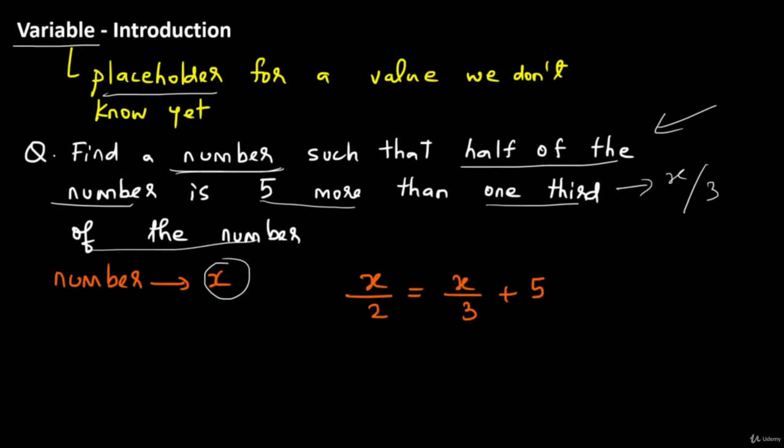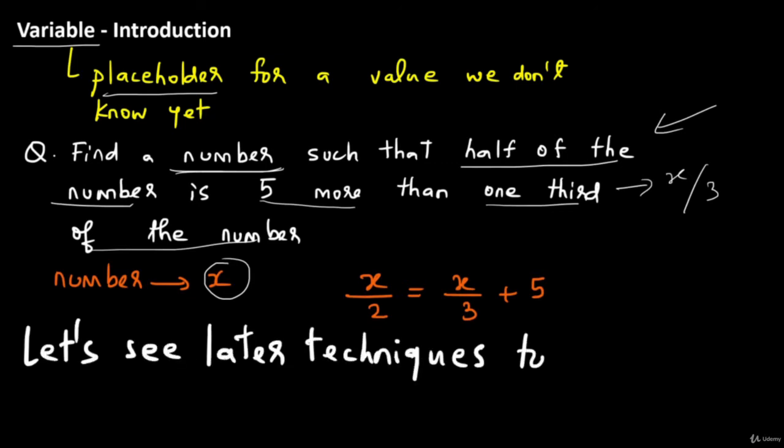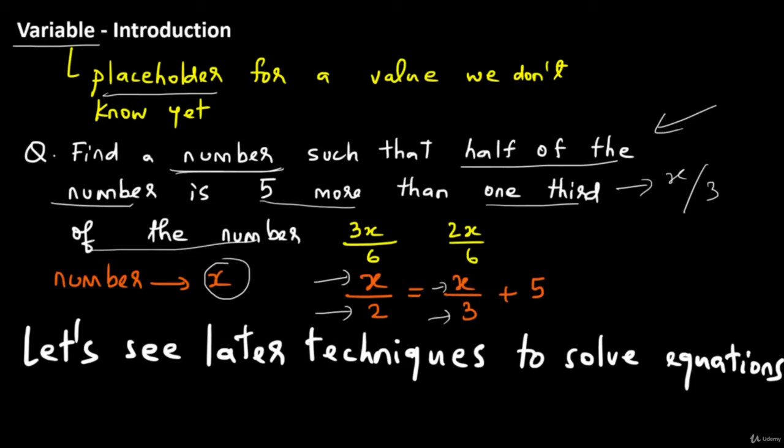Now we will see later more techniques to solve an equation. This is an introductory video. Now because I don't want you to be in suspense, let's quickly solve this, but we will see the methods in detail in future videos. Now x by 2 can be written as 3x by 6, right? If I multiply the numerator and the denominator with 3. Similarly, x by 3 can be written as 2x by 6 if I multiply the numerator and denominator with 2. So that's 3x by 6 and 2x by 6.